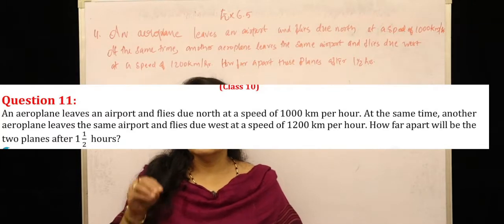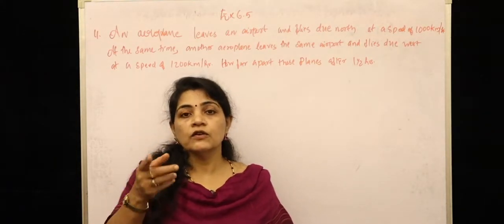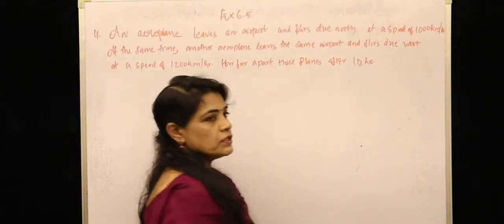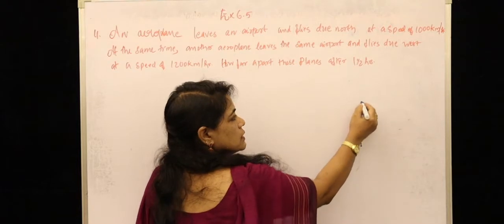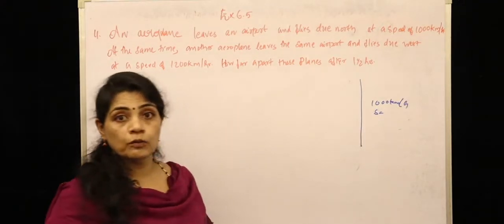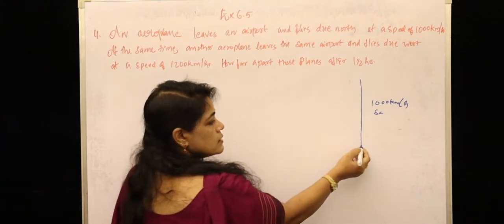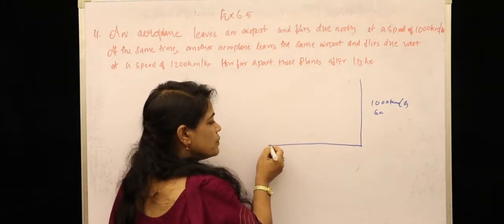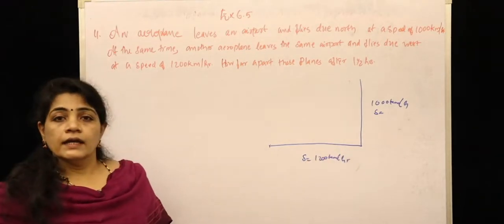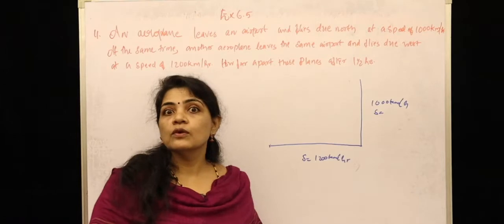That means, in short, after 1.5 hours we should find where the planes will be if they move at their respective speeds. Suppose this is the airport, and from this point a flight moves due north at a speed of 1000 km per hour. From the same airport, another flight flies towards west at 1200 km per hour. After 1.5 hours, we have to find the distance between these two aeroplanes.